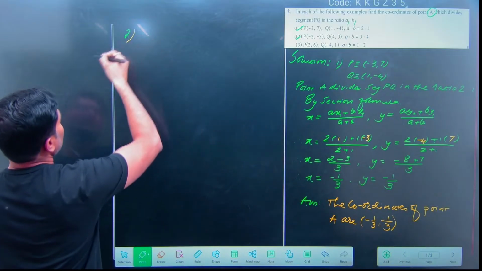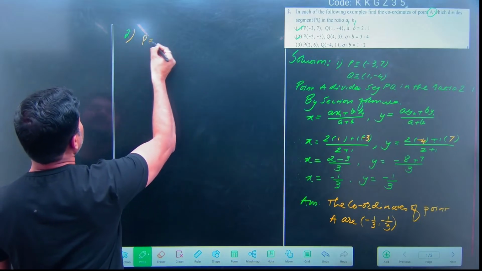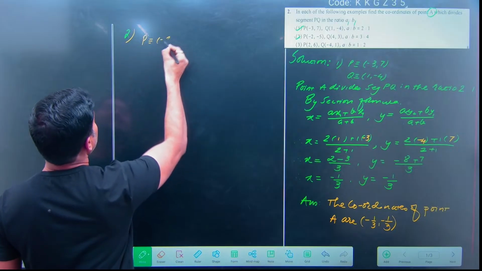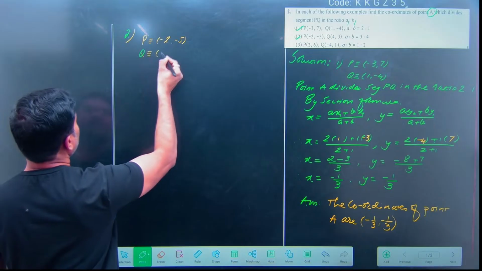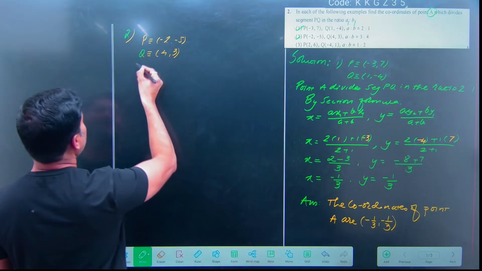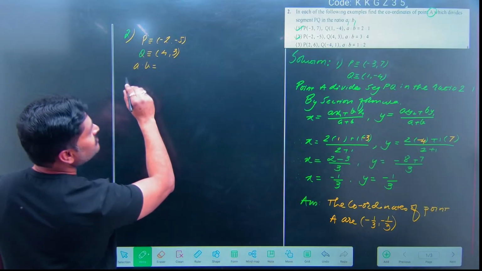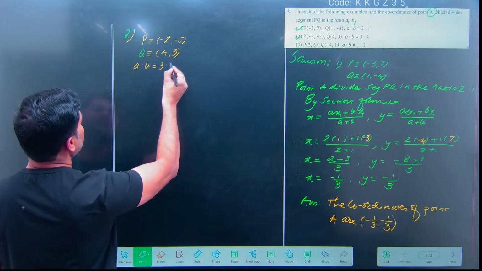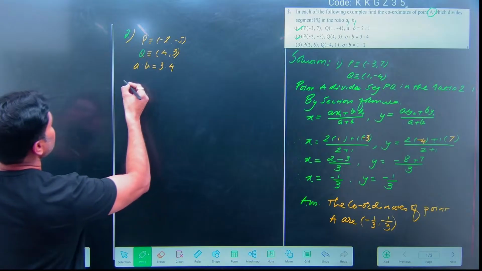So in sum number 2, again you need to copy the given coordinates as it is. P is (-2, -5) and Q is (4, 3), and in addition to that you can write the given ratio as A is to B as 3:4. So in earlier sums also, you could have written it.